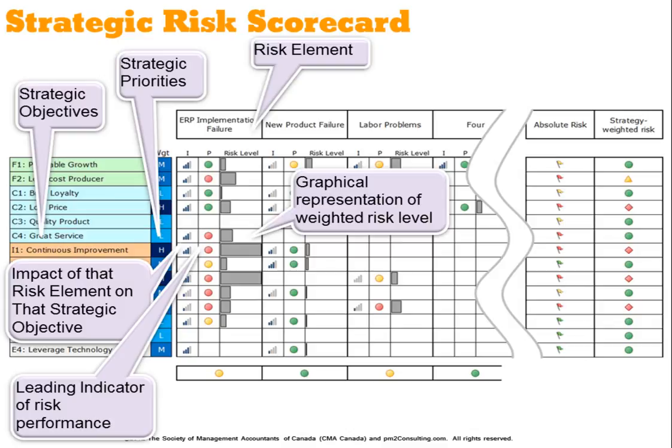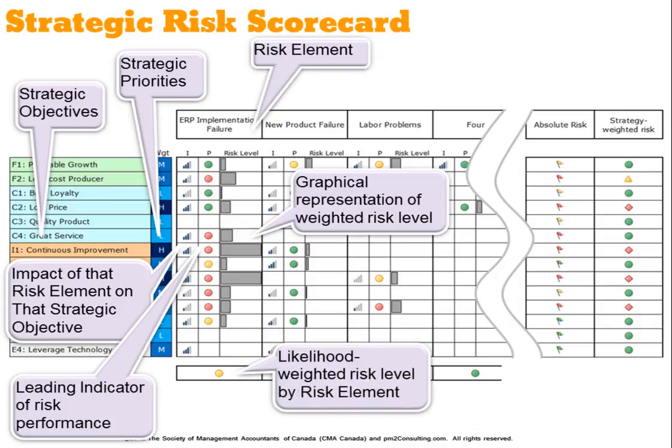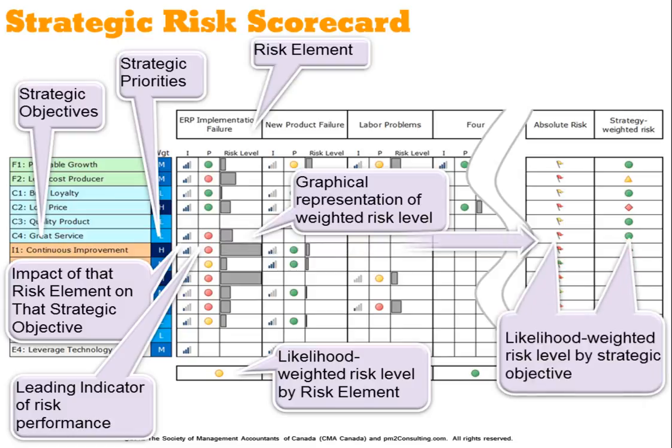In fact, when we do that, we can then add up by risk element to indicate the likelihood that that weighted risk level is occurring inside your organization. Or we can add it up horizontally by strategic objective and give you two scores, the absolute risk by strategic objective and a strategy weighted risk. These tools allow management to visually see where risk is occurring and understand where they can take action.